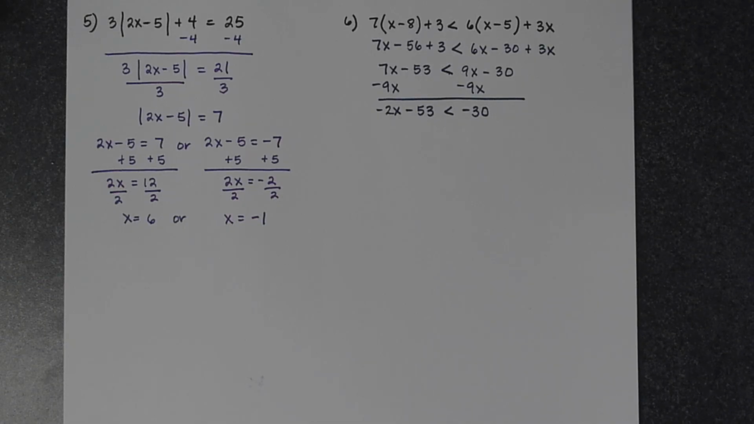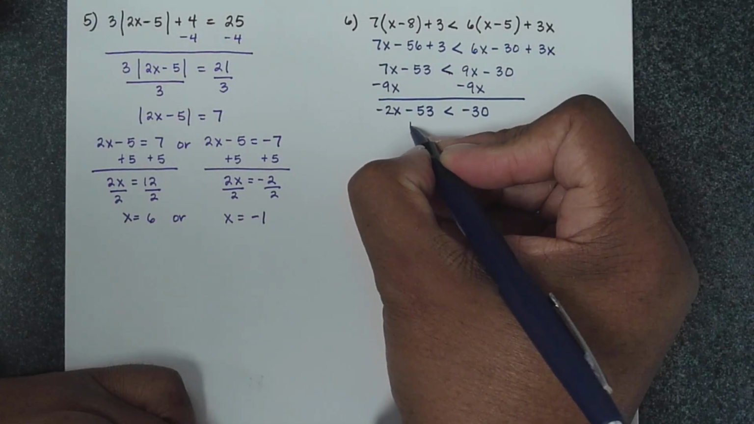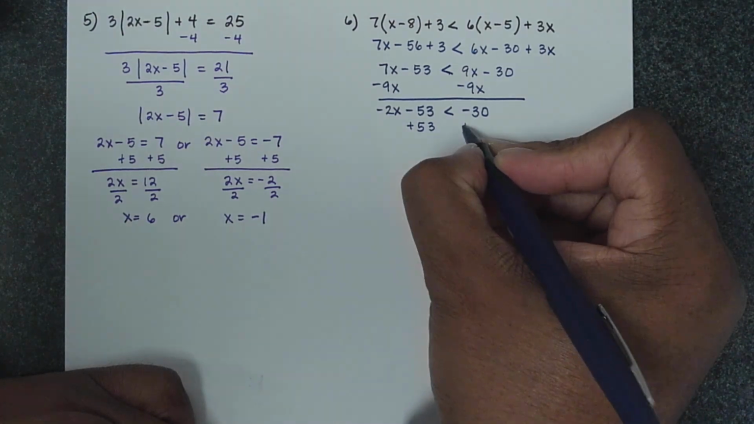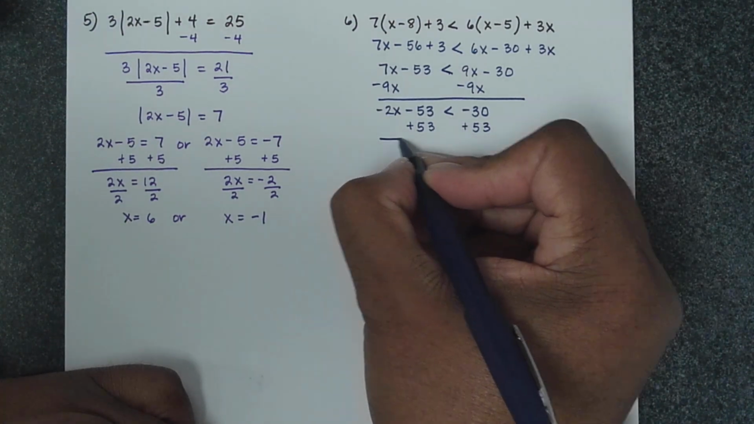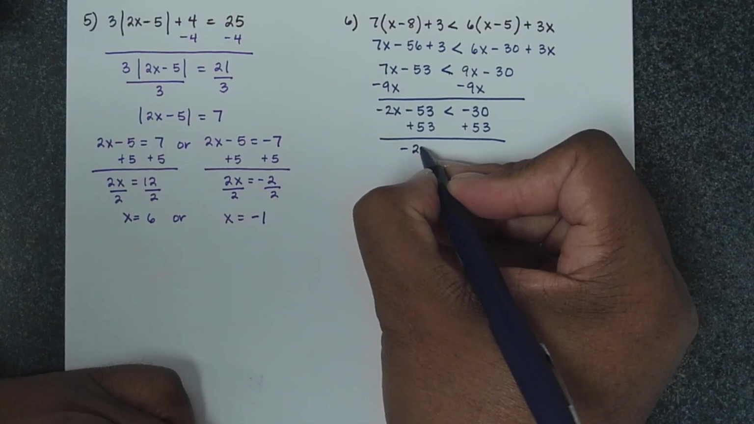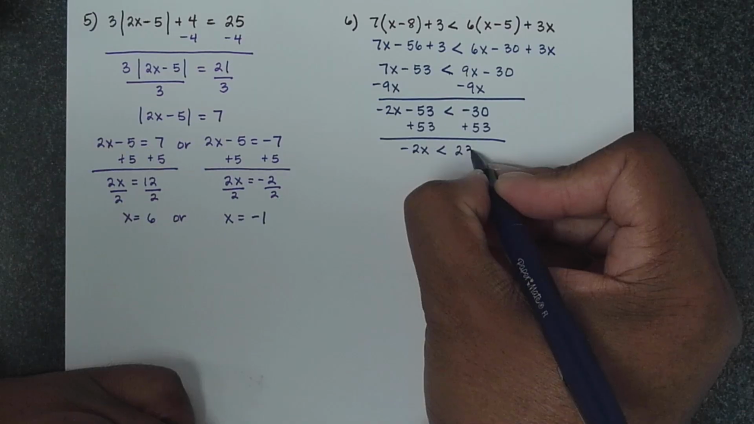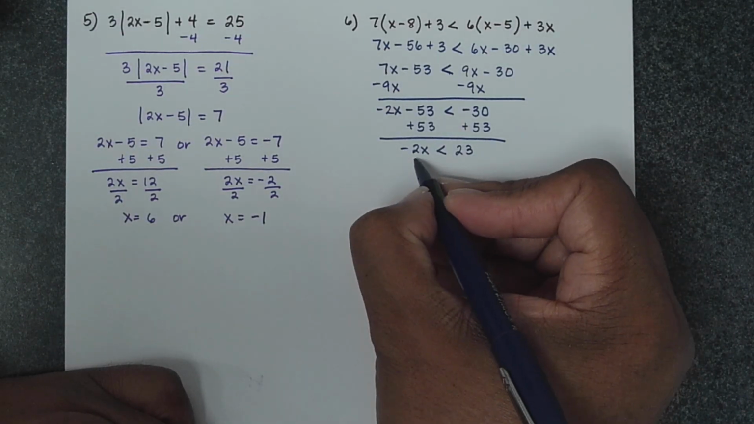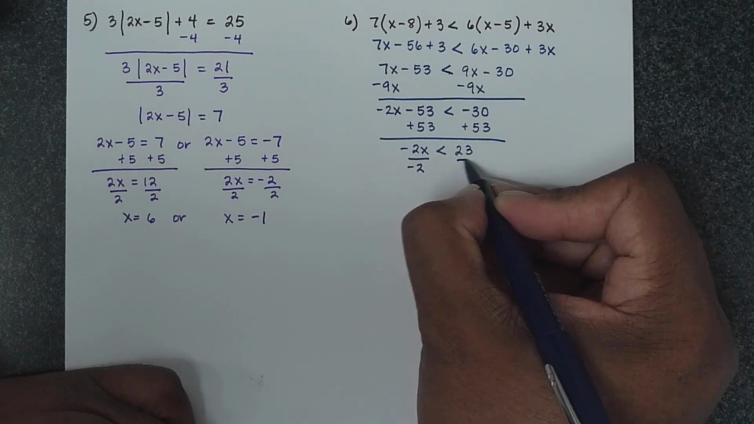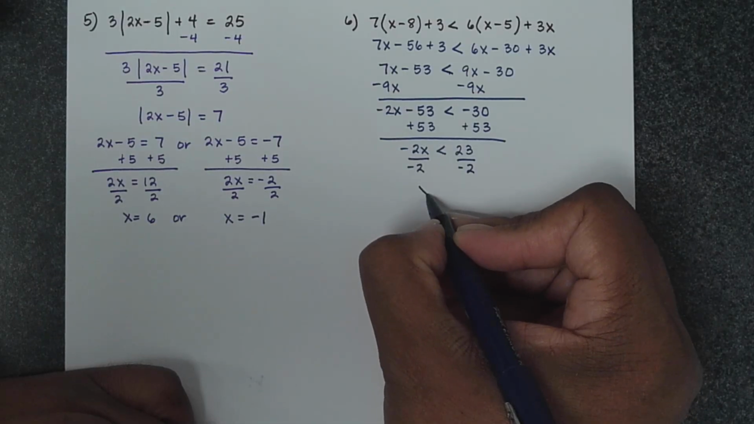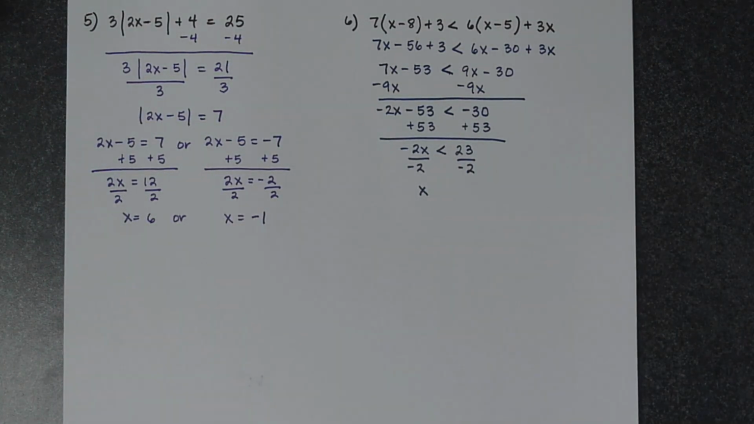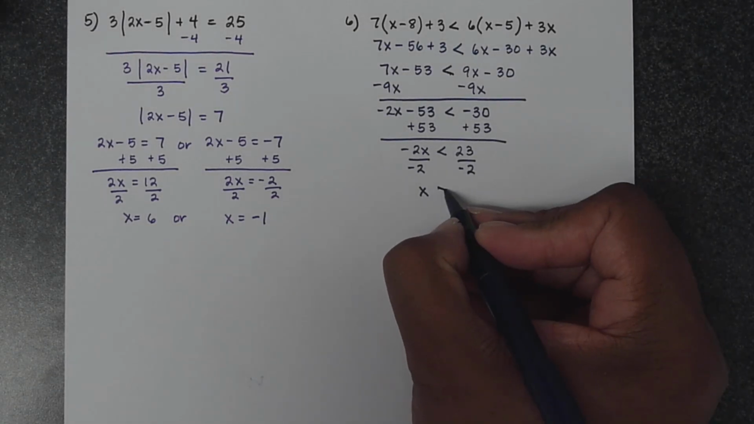And then to get that negative 2x by itself, I'm subtracting 53, so I need to add 53 to both sides. So now negative 2x is less than, negative 30 plus 53 will be 23. And then to get x by itself, I'm going to divide both sides of this inequality by negative 2. But when I do that, this inequality symbol, since I'm dividing both sides by a negative, it flips from less than to greater than.